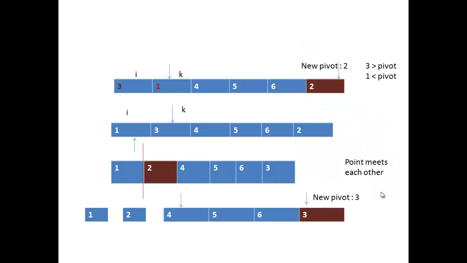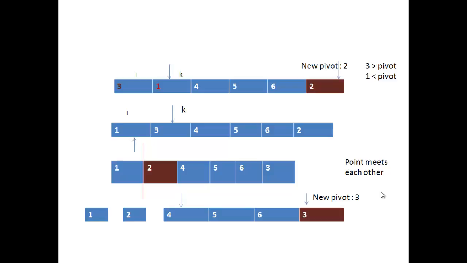Now the new pivot is 2. Start with 3. 3 is greater than 2, so mark it. Now start with right. 2 is less than or equal to 2, 6 is greater than 2, 5 is greater than 2, 4 is greater than 2, and 1 is less than 2. So mark it. Swap 3 and 1.